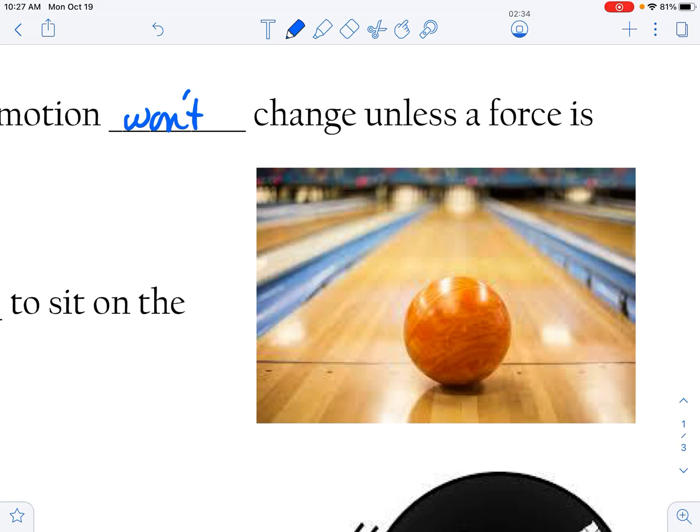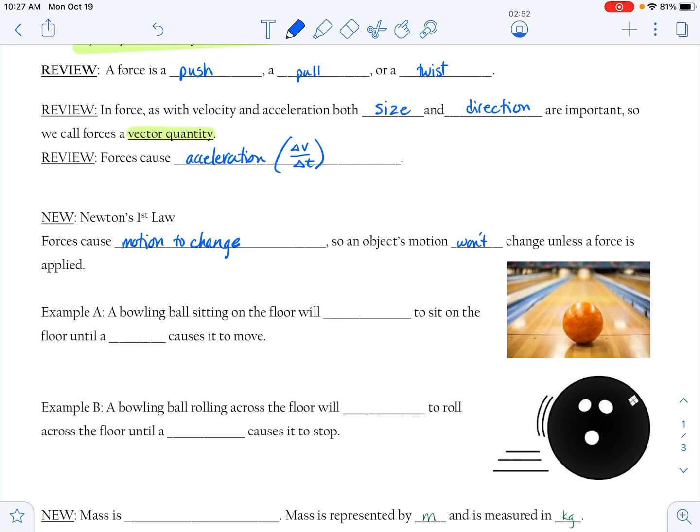You can push it with your hands or your feet. I don't really know how you pull it. I guess you could get in front of it and pull it. And I guess you could twist it too. But anyway, it's just going to sit there unless you do something to it. So this bowling ball has what we call inertia. It's not going to change unless some kind of force acts on it.